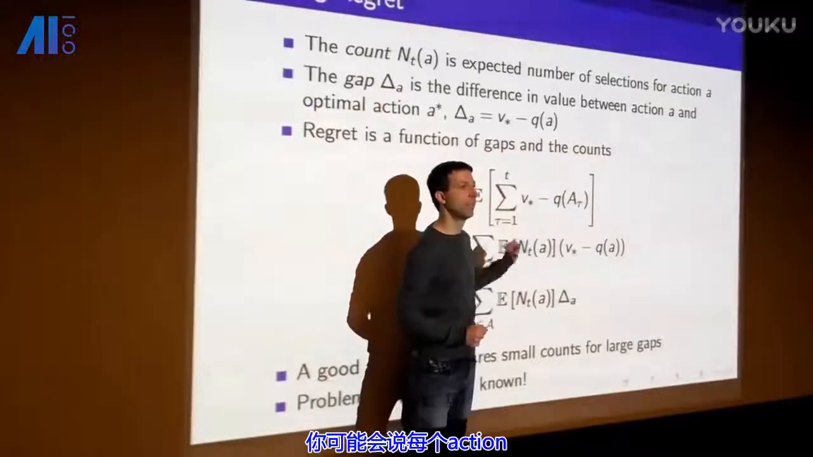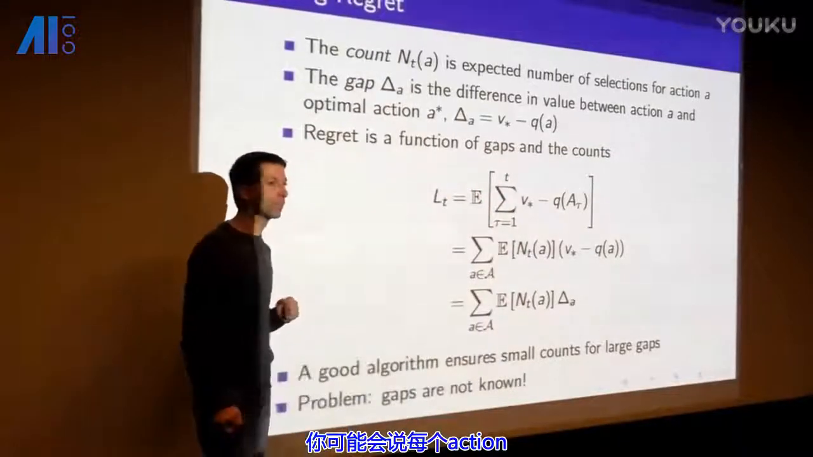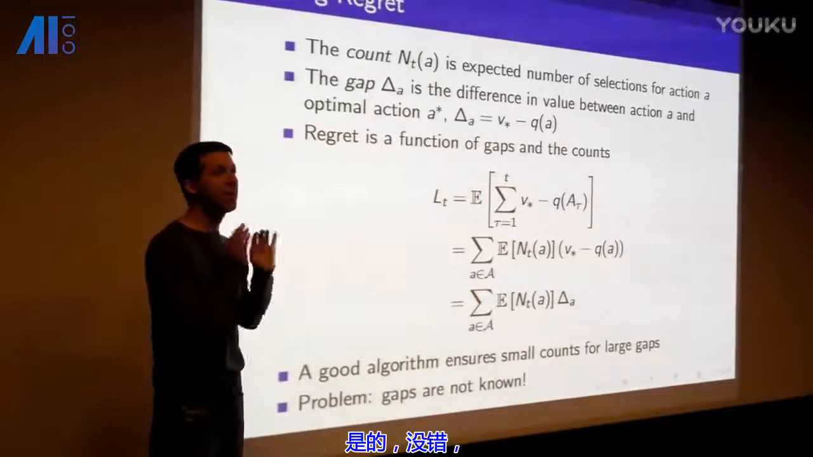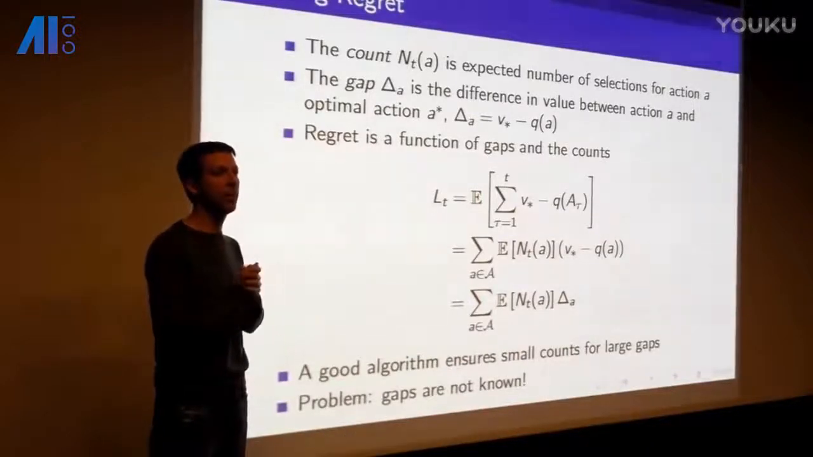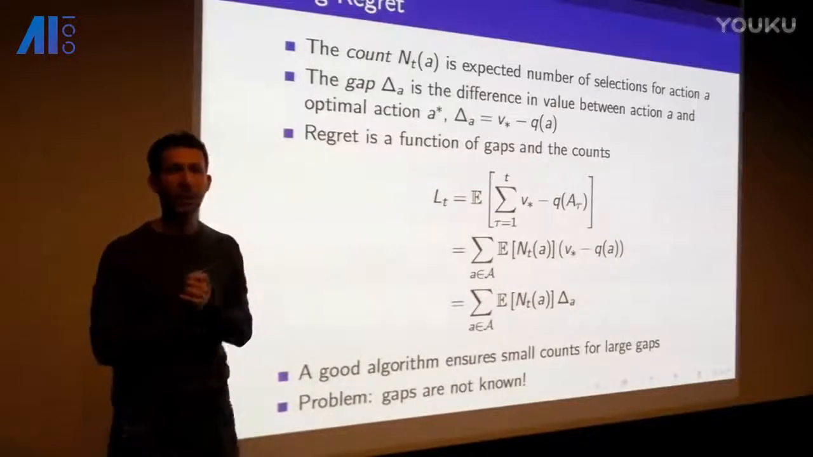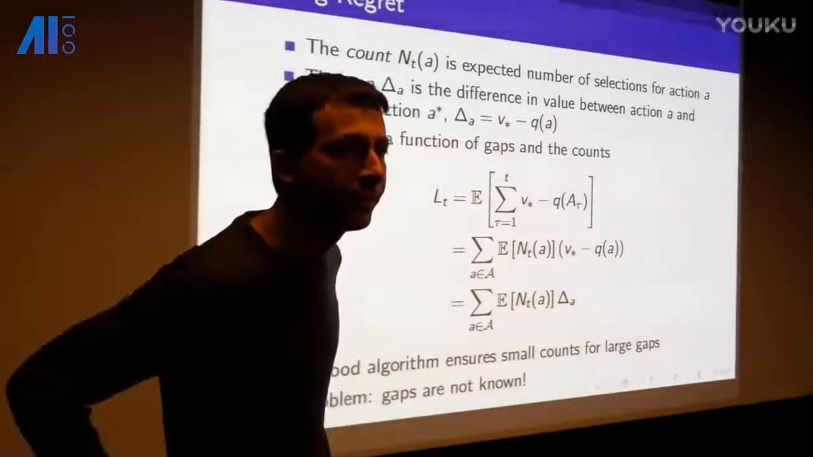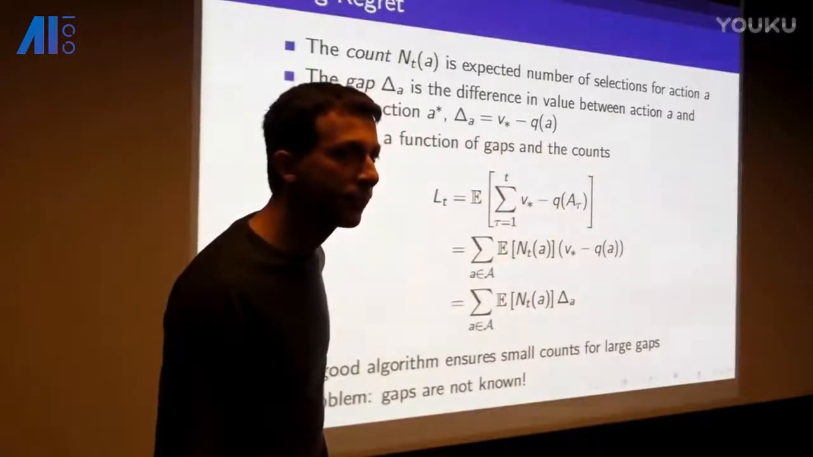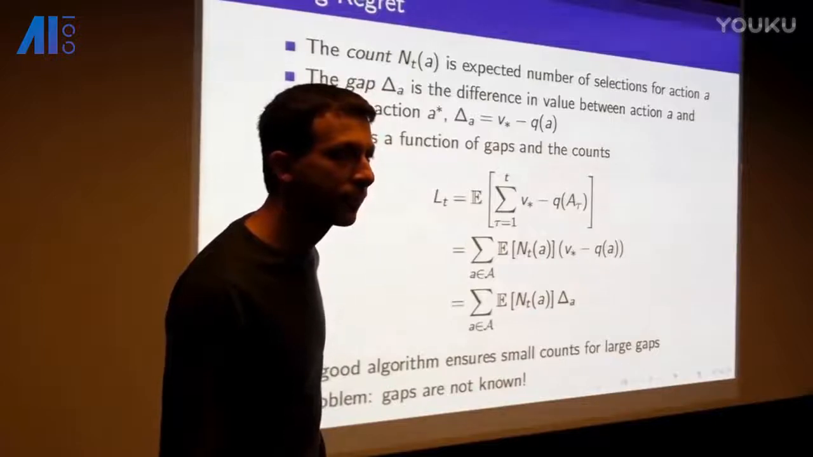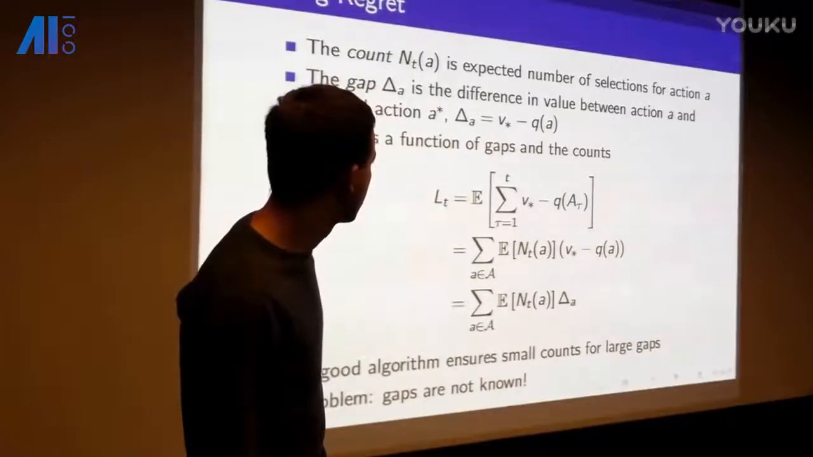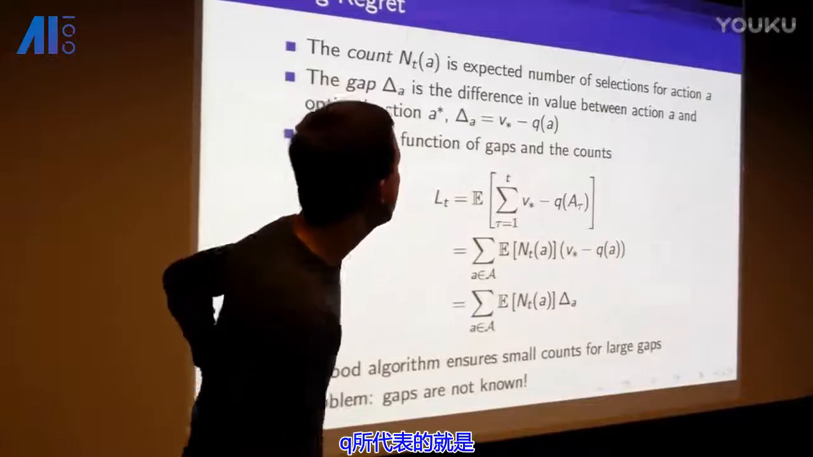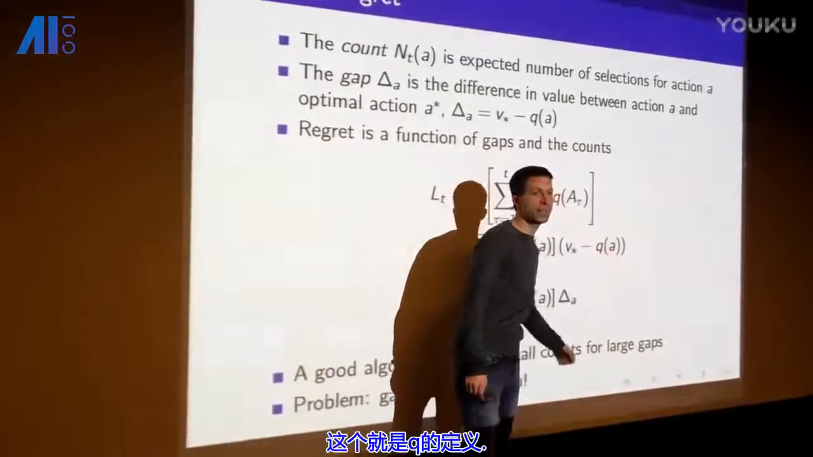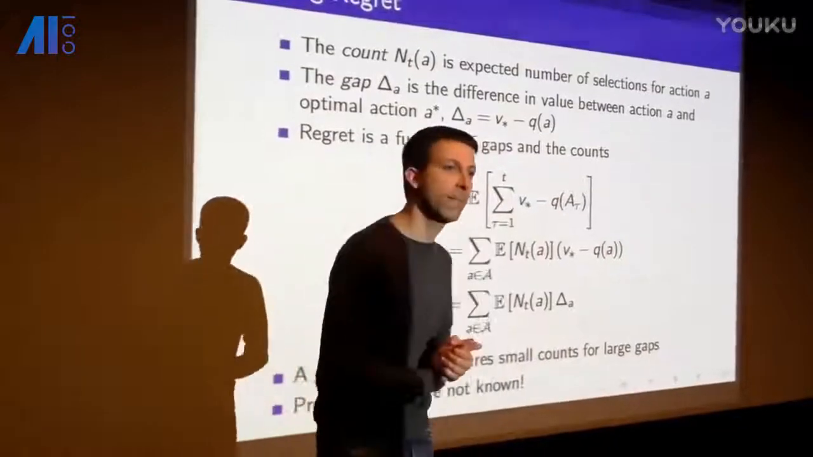Yeah, question. The gaps obviously are different for each action, but they don't change over time, is that right? This is for the stationary bandit where nothing changes over time. Okay. Yeah, there are extensions to this where it can change over time. So do we take the expectation over the numbers of how many times we choose this action, or should we also take the expectation over the Q, as Q evolves? So Q is defined as the expected reward for that action. That's the definition of Q. So there's already an expectation in there. Yeah.